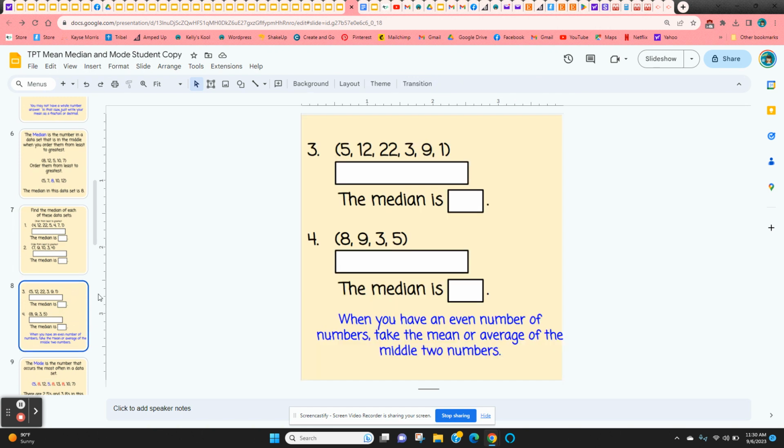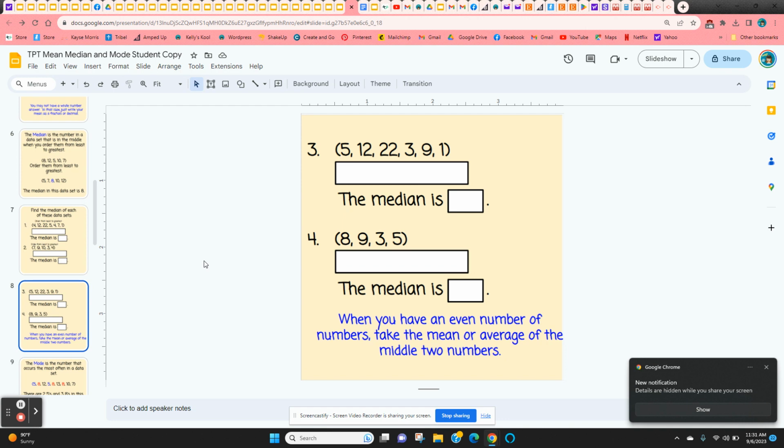Now the next slide has 2 data sets in which there are 2 numbers in the middle. So there's an even number of digits, and they take the 2 numbers in the center. First they're going to put them in order, again, from least to greatest. And then they're going to take the average or the mean of the 2 middle numbers. So they're going to add the 2 middle numbers together and divide by 2.